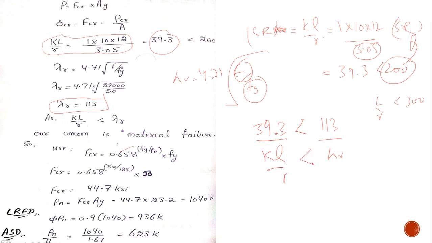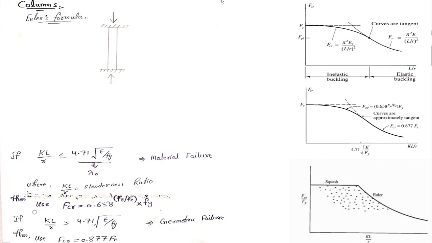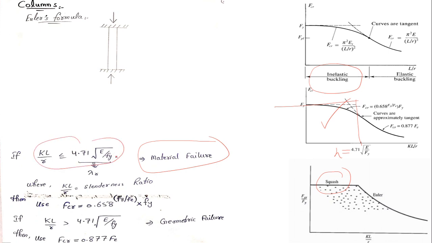Now when your KL by R is less than lambda R, go back. This is lambda R. I am lying somewhere here. It means inelastic buckling. It means squash equation. It means material failure. It means I have to use this value, F critical.